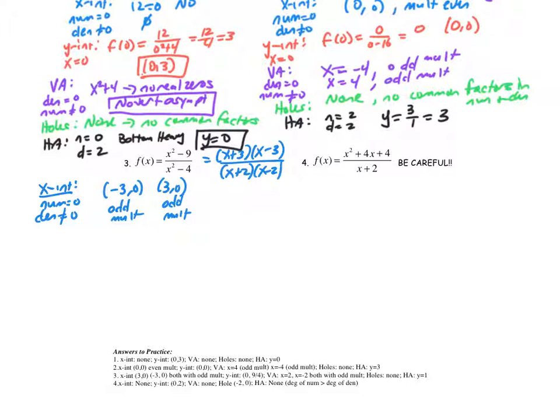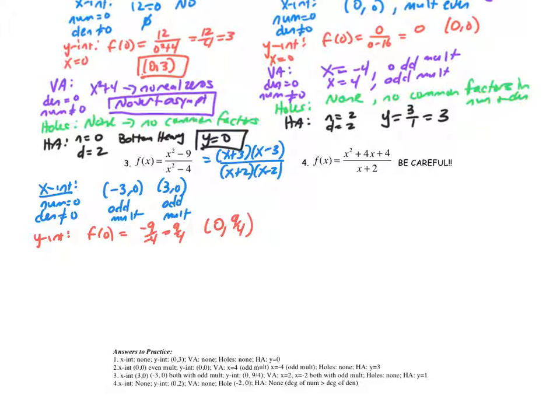Next thing, let's find the y-intercept. So the y-intercept, we're going to evaluate f of 0. It's easier to look at the unfactored form. So this is going to be negative 9 over negative 4, which is 9/4. Always write that y-intercept as an ordered pair, so it's going to be 0, 9/4.